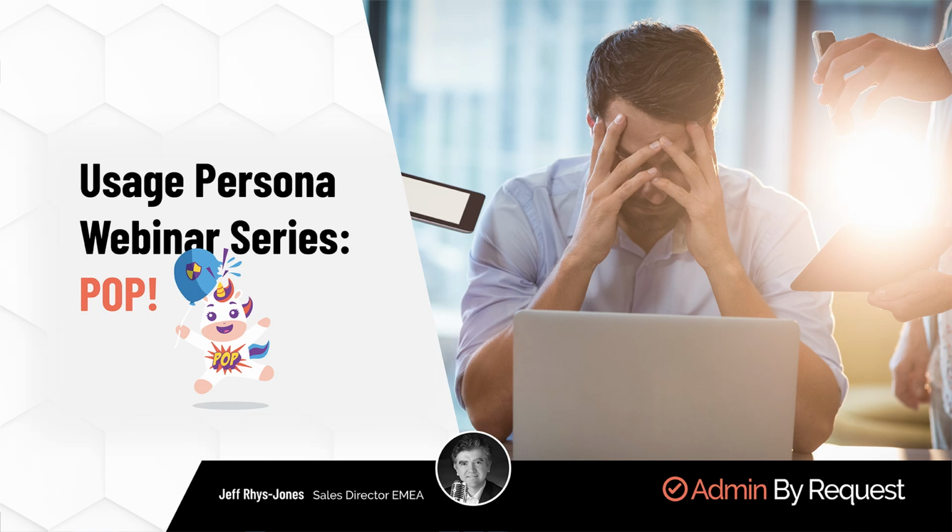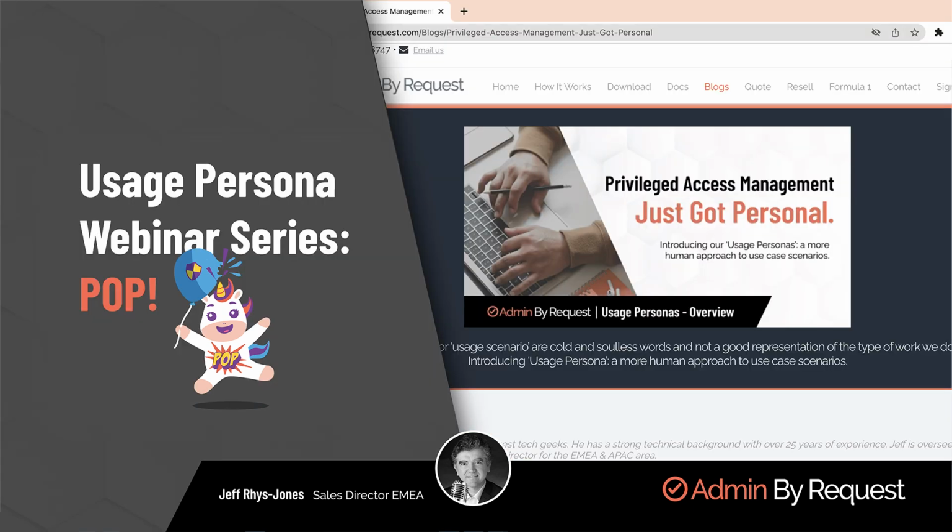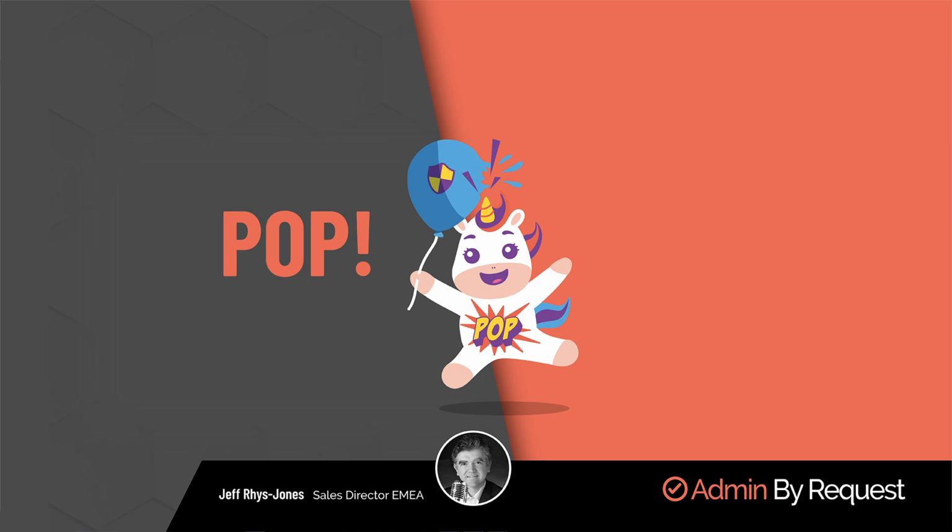A while ago, I wrote a blog based on different use cases for Admin By Request, called Privileged Access Management. Just got personal. And this blog really talked about the most common types of use case that we have discovered when talking to customers. And I highlighted 5 of those common use cases. So in this webinar, I'm going to be covering the first one in that blog, which was called POP.